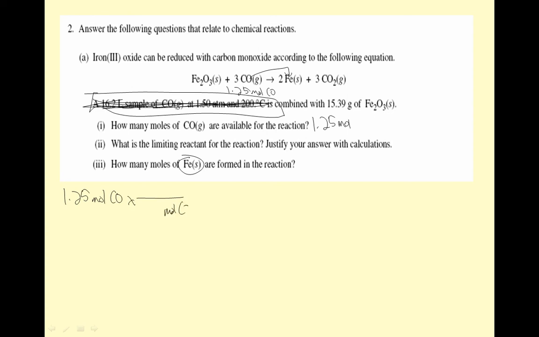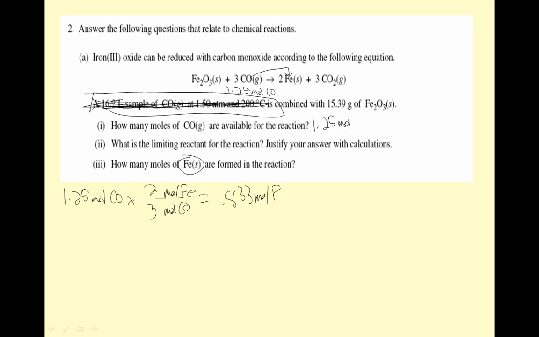So moles of CO, and I'm going to go right into moles of Fe. Now I can go right from moles into moles because when you're in moles, you can go into moles. You don't have to go through grams. You always have to go through moles. So 2 moles of iron, 3 moles of CO. And I can do that in my head, 1.25 times 2 divided by 3, and I am afraid I'd mess it up. So it is 0.833 moles of Fe.